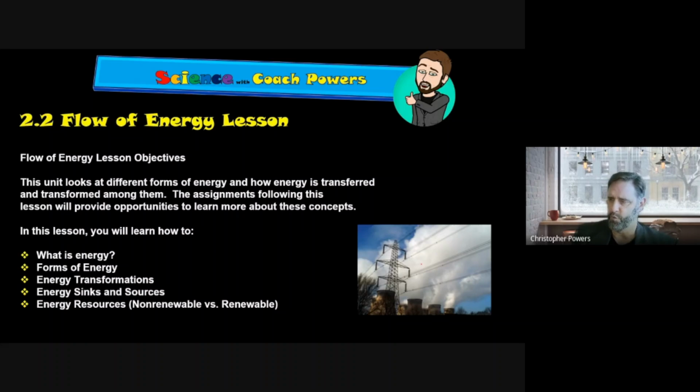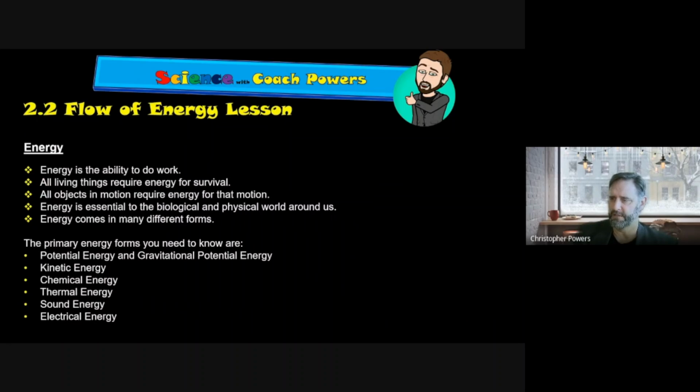So, moving right along. Energy. Well, how do we define that? Energy is the ability to do work. Okay, all living things require energy for survival. So do non-living things, as far as being able to work for living things. All objects in motion require energy for that motion.